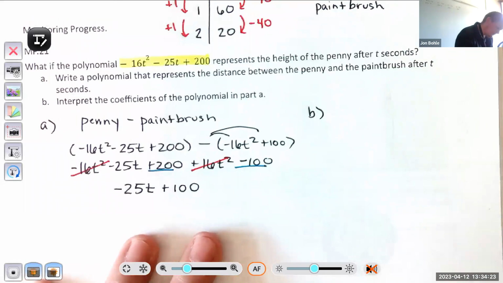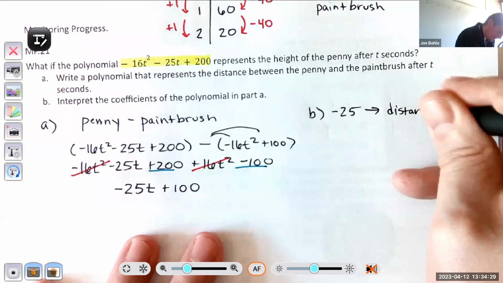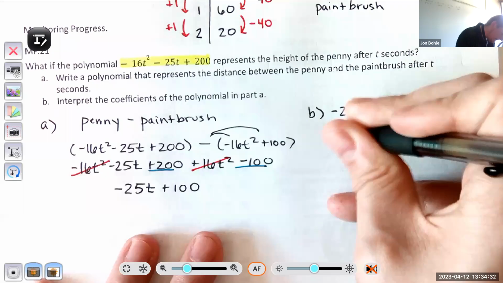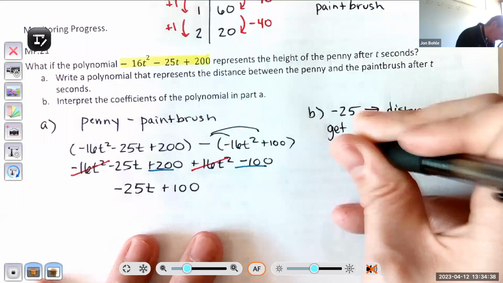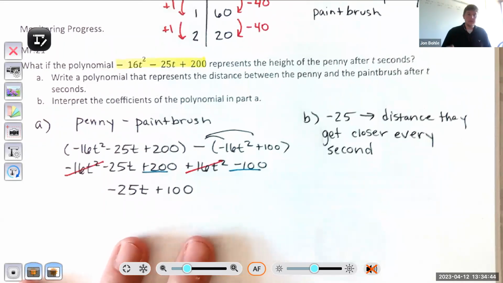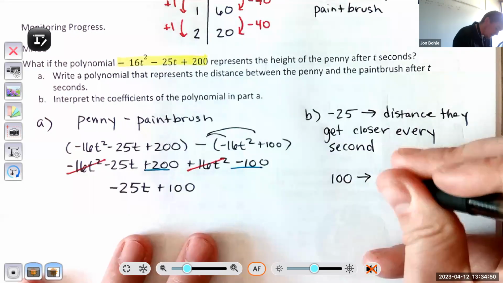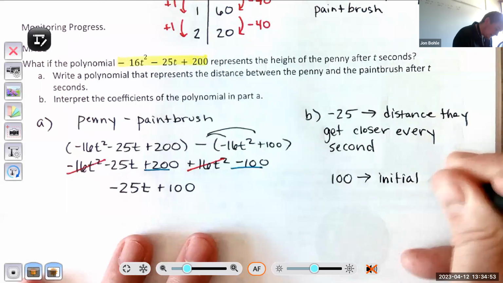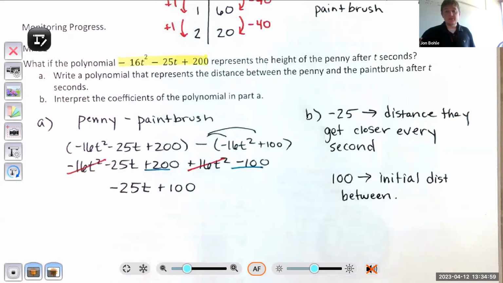Okay, part B. Well, what does the negative 25 mean? Okay, again, this is going to be distance. They get closer every second. So every 1 second, the penny and paintbrush are 25 feet closer. 25 feet closer, 25 feet closer. Okay, the 100 is the initial distance between them. So the initial distance in between the two objects is 100 again, by happenstance.